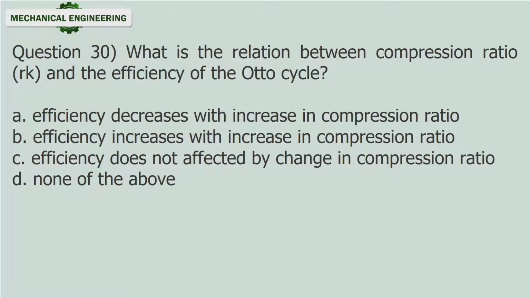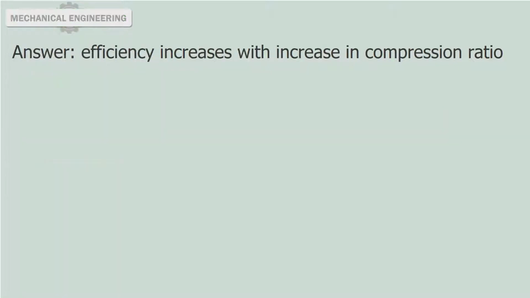Question 30. What is the relation between compression ratio rk and the efficiency of the Otto cycle? A. Efficiency decreases with increase in compression ratio. B. Efficiency increases with increase in compression ratio. C. Efficiency is not affected by change in compression ratio. D. None of the above. Answer: efficiency increases with increase in compression ratio.